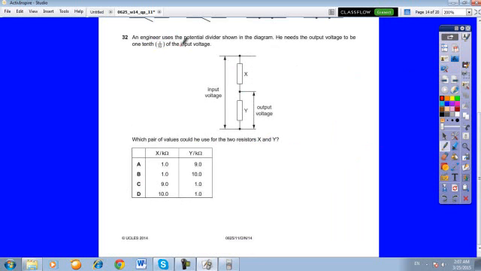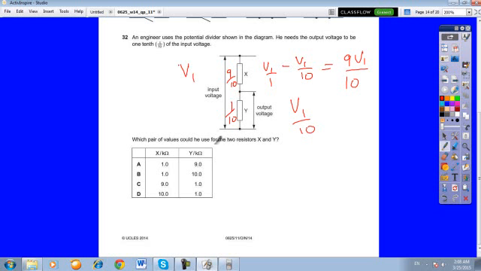32. An engineer uses the potential divider shown in the diagram. He needs an output voltage to be 1/10 of the input voltage. So if I have here, for example, V1, I will have here V1 over 10. And of course here I will be having V1 minus V1 over 10, which is 9 V1 over 10. 1/10 of it over here, and 9/10 over here, so that the sum will be 10 over 10, which is V1.